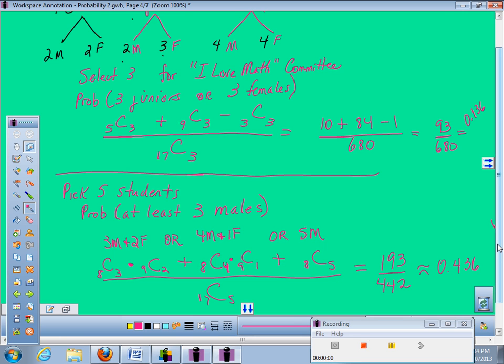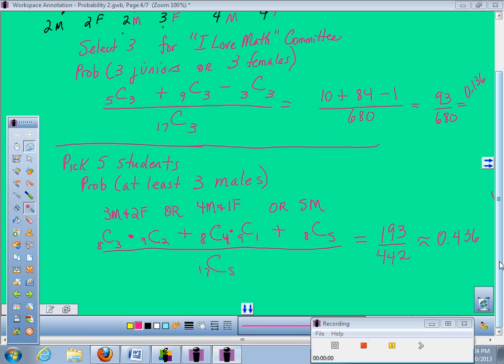Now, on any one of these problems I've done all of today, if I had said find the odds, would you have done anything differently? You would have started with that, and then you would have done every one of these the same. You'd have found the probability, and then if I asked for odds at the end, you would calculate the odds off of it.